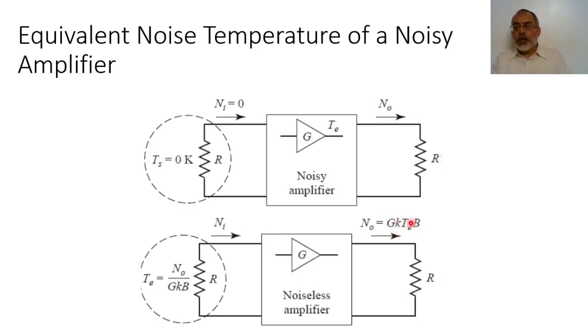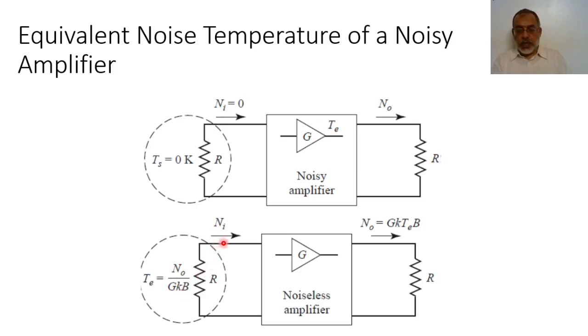So the output noise would be G multiplied by K, the equivalent temperature TE, multiplied by B. K multiplied by TE multiplied by B is effectively the noise coming from this resistor. So the effective temperature here would be the output noise over G, the gain, multiplied by K multiplied by B.